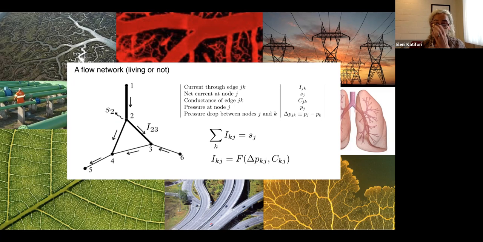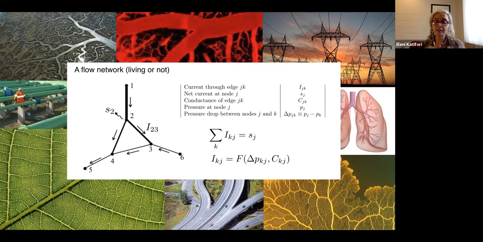And of course, I will have mass conservation at the node. So if I were to calculate the net current at each node, I will get a field S, which signifies the net current at a particular node. And I also need a constitutive relation, which tells me how, from the pressure drop at the two ends of each link and the conductance, I can get the current. And of course, if I linearize that relationship, I get Kirchhoff.